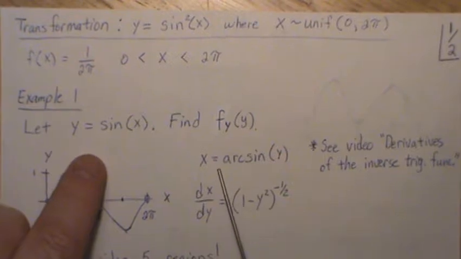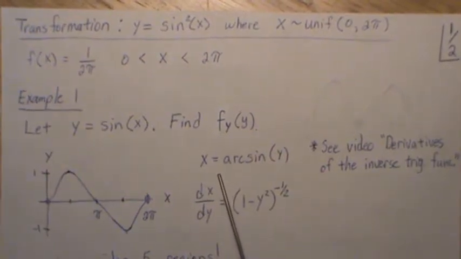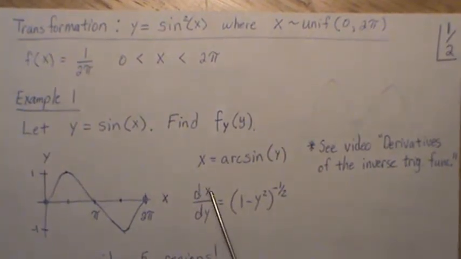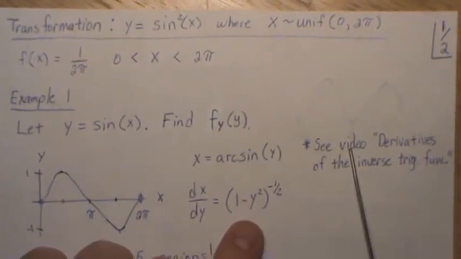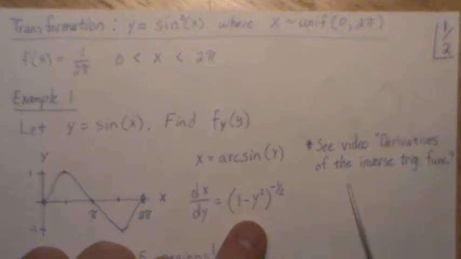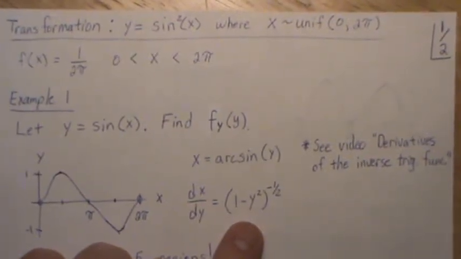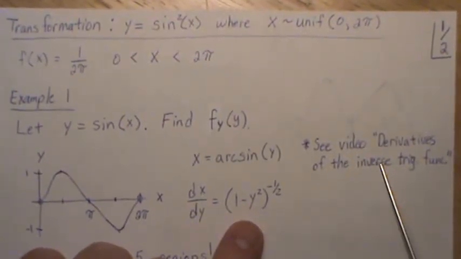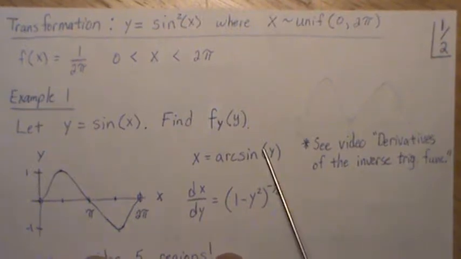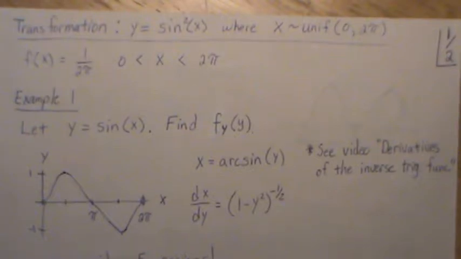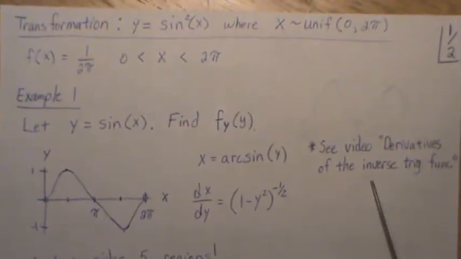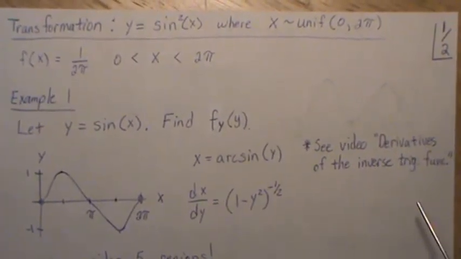Now we need to take the derivative of this for the Jacobian of our transformation. So the derivative of x with respect to y is this. And I'm going to pass you off to a video that I have called Derivatives of the Inverse Trigonometric Functions, and in there I explain very clearly how this derivative is derived. So we're going to pass it off in this video and point you to that video for the derivation.